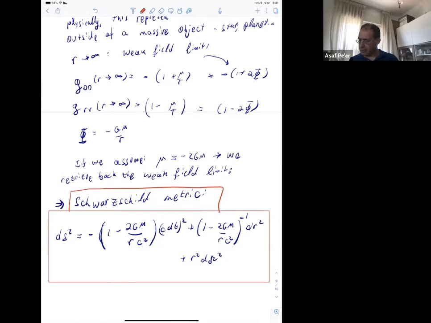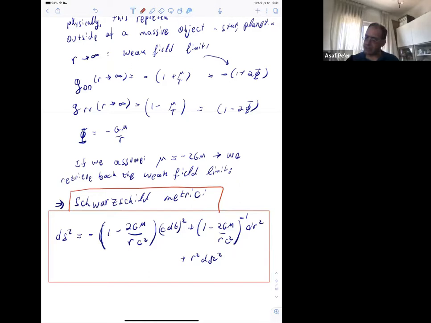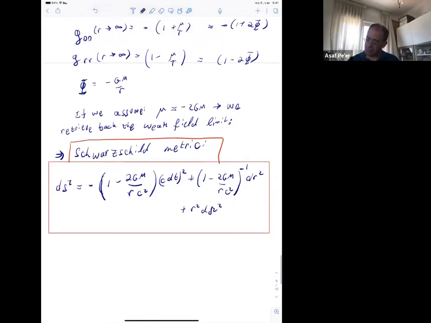Another thing you can immediately see: what happens if I take r to infinity? When I take r to infinity, these two terms just cancel out. And what do we have back? The Minkowski metric. That's called asymptotic flatness. So when r goes to infinity, the Schwarzschild metric becomes Minkowskian. This is known as asymptotic flatness.